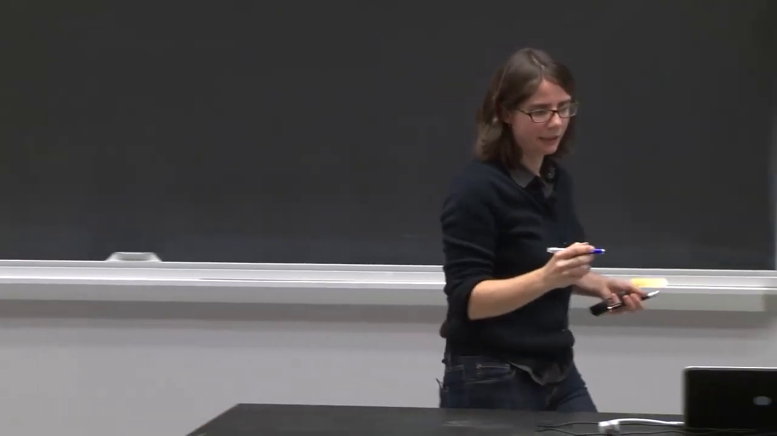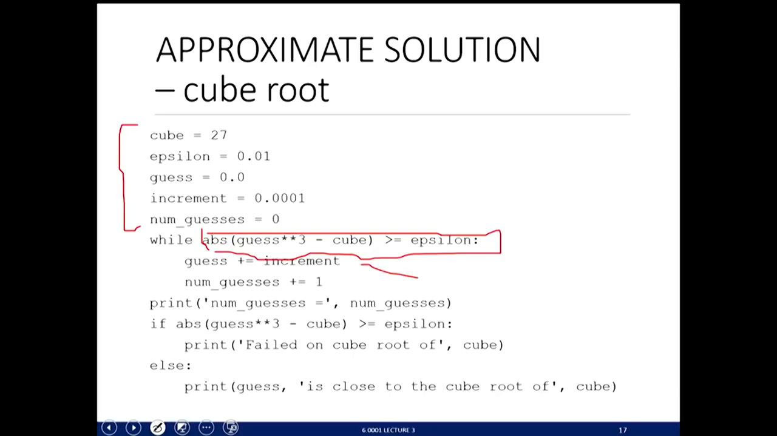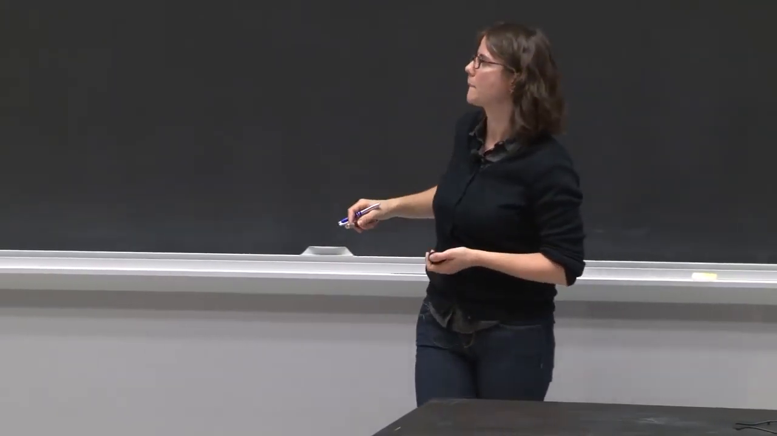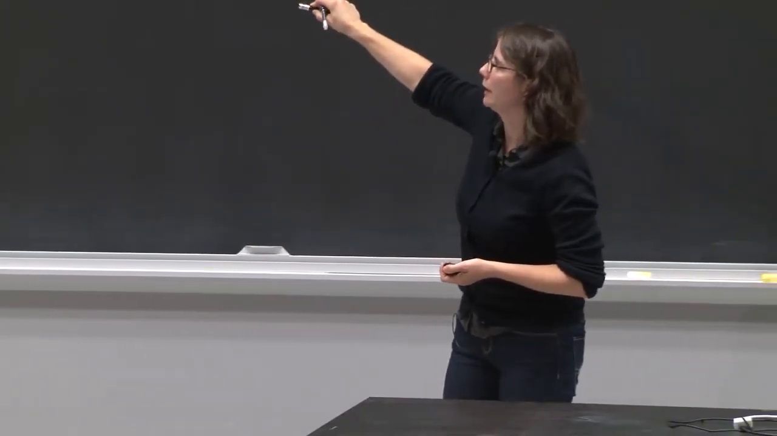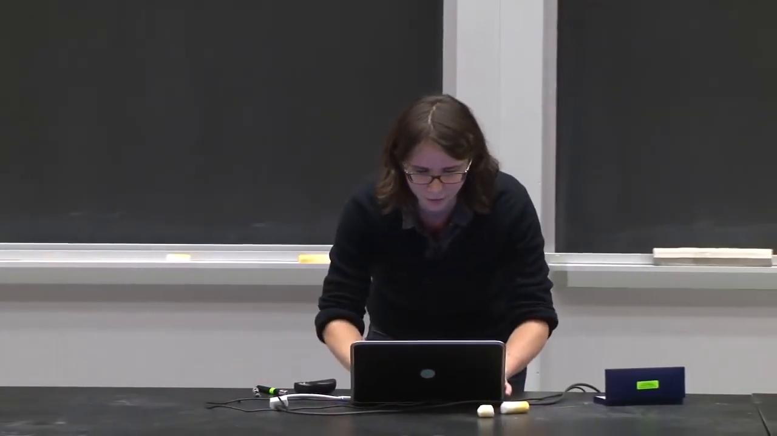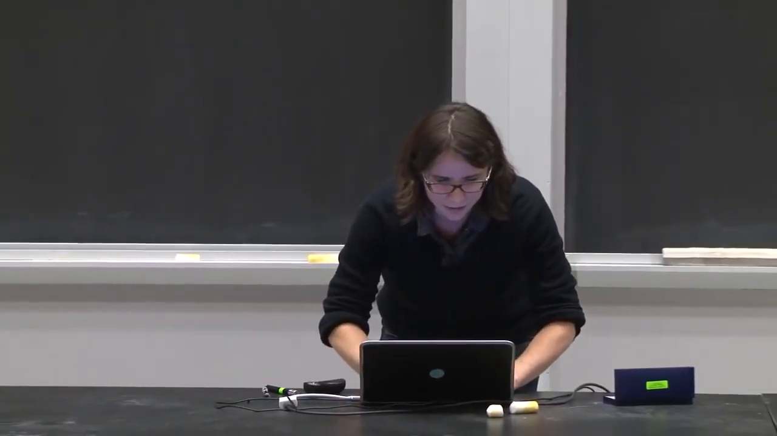And the way we keep guessing is just with this line right here, which says increment my guess by increment, and increment being this really small value. That makes sense? So I'm going to keep incrementing my guess by that small value. Before I go on, I'm going to run the code, and we're going to discover a small issue with it.